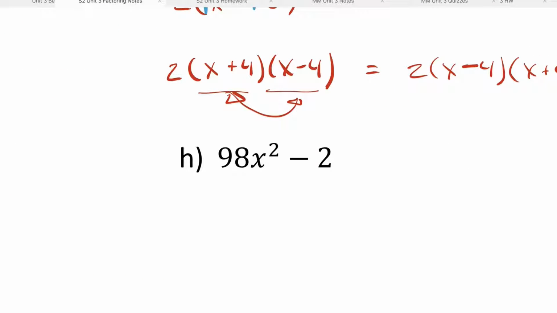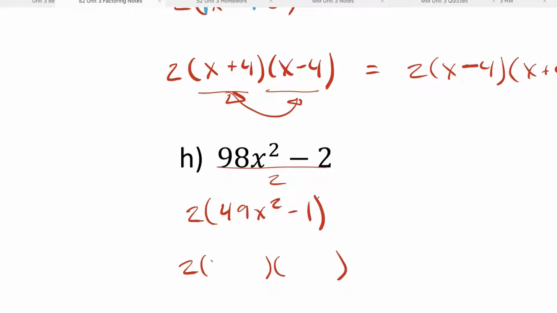H, same sort of thing. We can factor out a 2. That leaves us with 49x squared minus 1. Right? So just make sure you're dividing each term by 2. After that, you would have 2 in our parentheses. We would have 7x plus 1 and 7x minus 1.